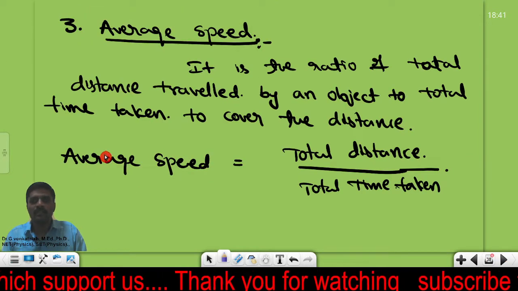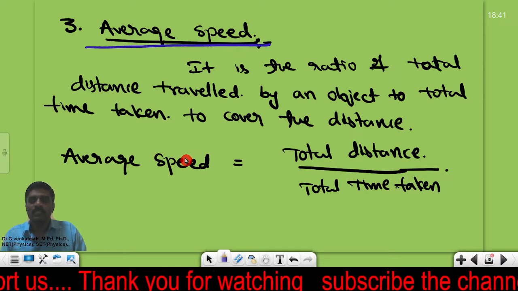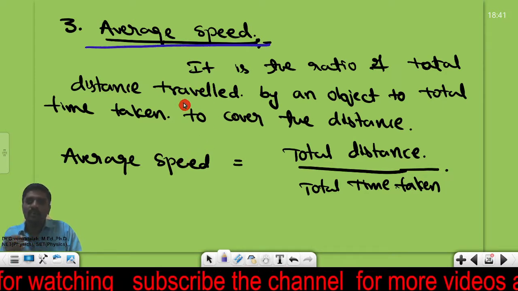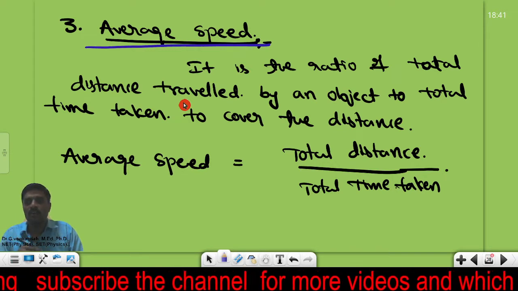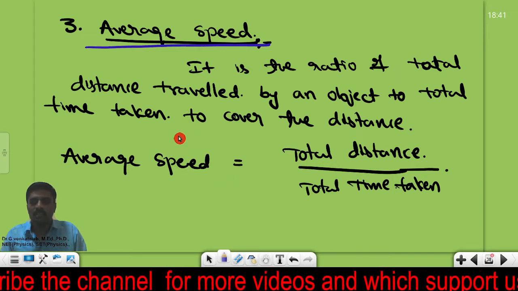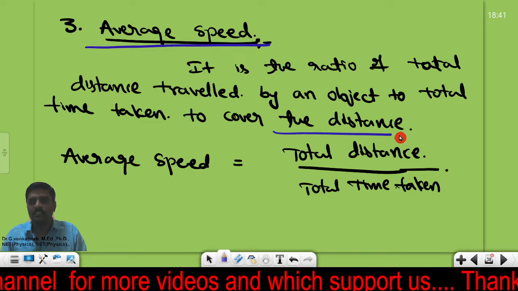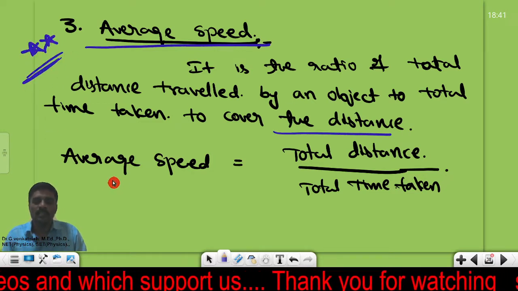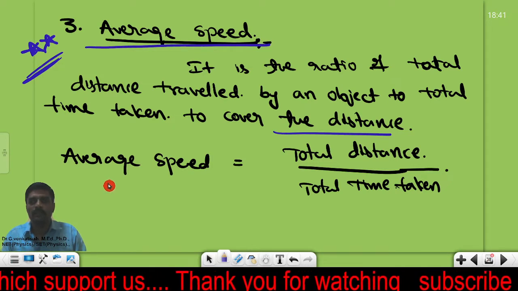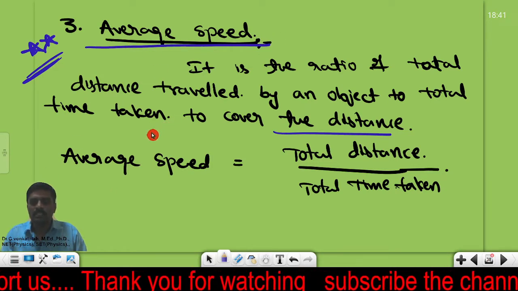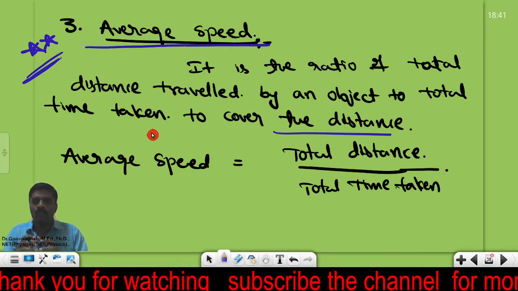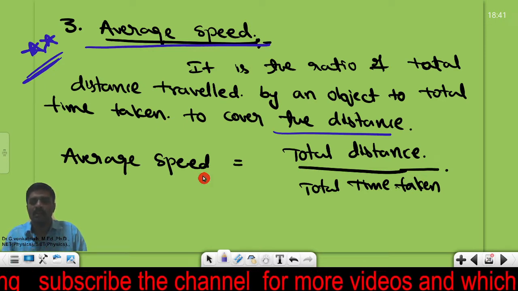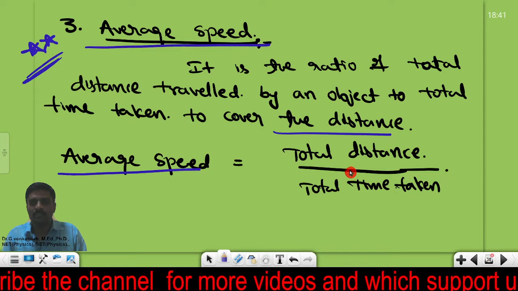Let me go to the third definition: the average speed. What does average speed mean? It is the ratio of the total distance traveled by the object to the total time taken to cover that distance. A very important definition. Some of the problems are based on the average speed. The average speed is the ratio between the total distance covered by the body and the total time taken by the body. This is the mathematical expression.